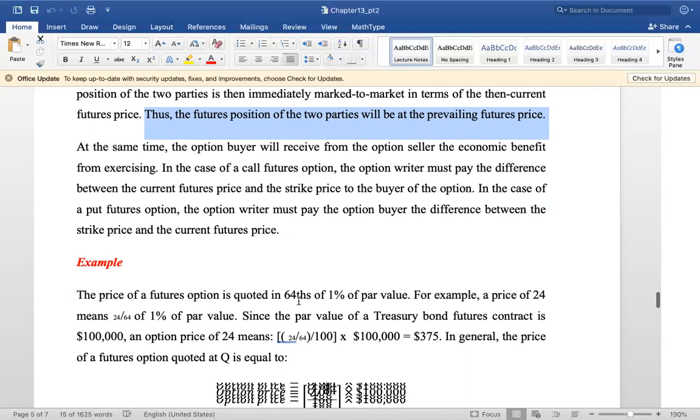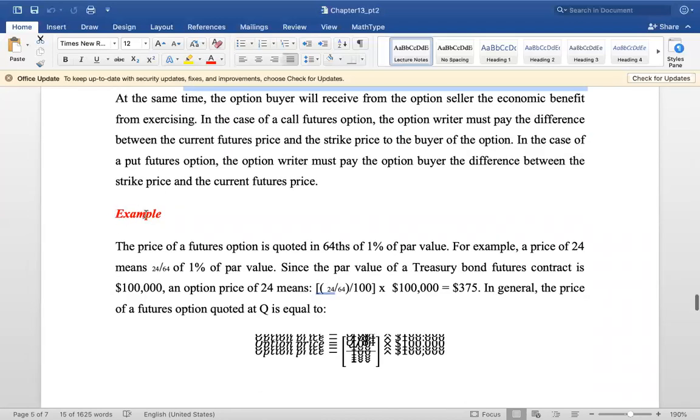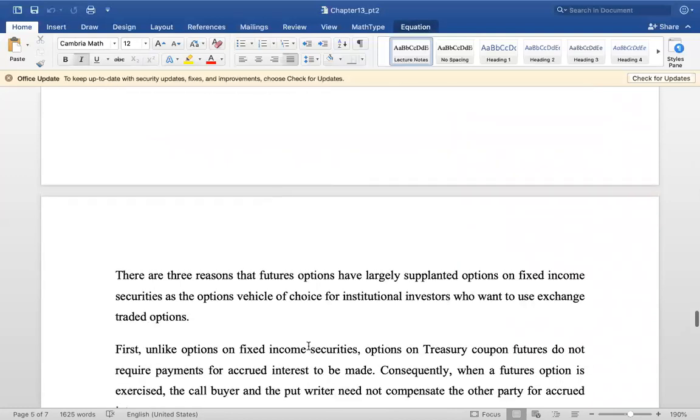I hope this example is clear now. This is in the book. If you want, you can go through it.